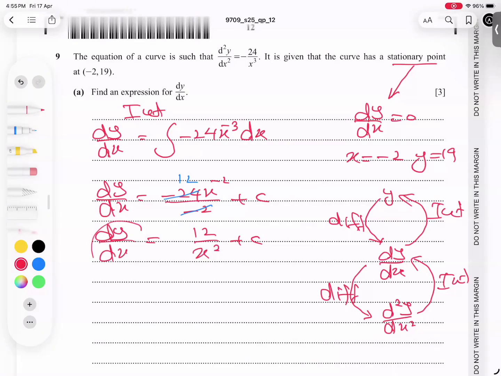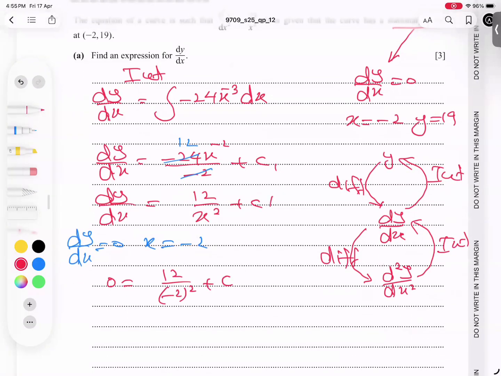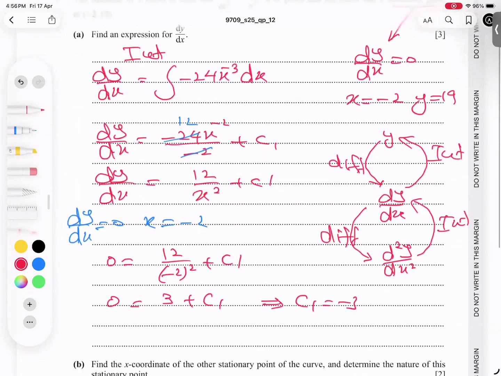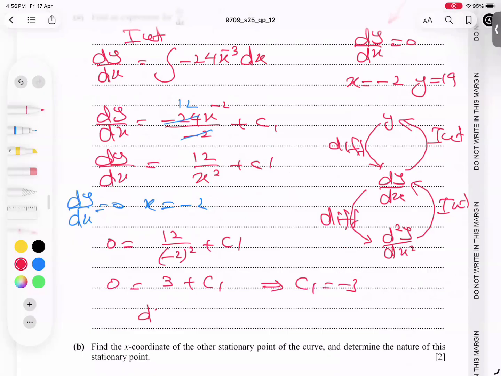Now I can put in this data, you can see this and this. I'm putting dy over dx equal to 0 and x equal to -2. So 0 is equal to 12 over (-2) squared plus c, or I call it C1 because I may have to integrate once again. So 4 threes are 12, and C1 turns out to be -3. Putting this -3 back in the equation, finally dy over dx is 12 over x squared minus 3. I hope the concept of this part is clear.